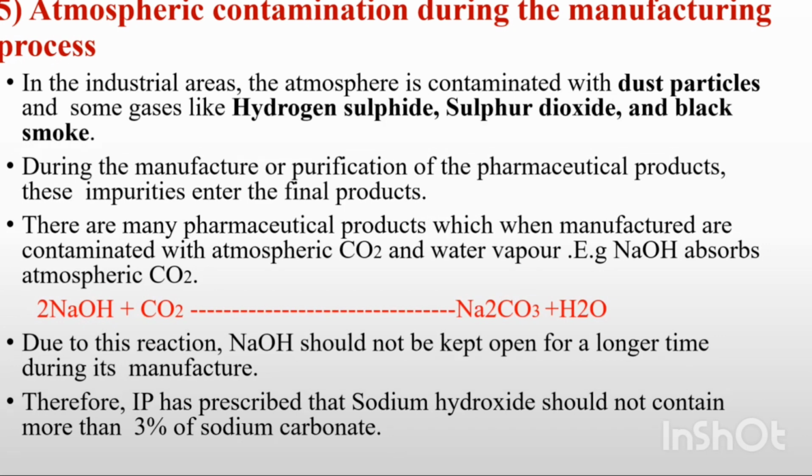Then the fifth one is atmospheric contamination during the manufacturing process. In the industrial area, the atmosphere is contaminated with dust particles and some gases like hydrogen sulfide, sulfur oxide and black smoke. During the manufacturing or purification of the pharmaceutical product, these impurities enter the final product. There are many pharmaceutical products which, when manufactured, are contaminated with atmospheric CO2 and water vapors. For example, NaOH absorbs atmospheric CO2, so NaOH should not be kept open for a longer time during the manufacturing. Therefore, the Indian Pharmacopoeia has prescribed that sodium hydroxide should not contain more than 3% of sodium carbonate.